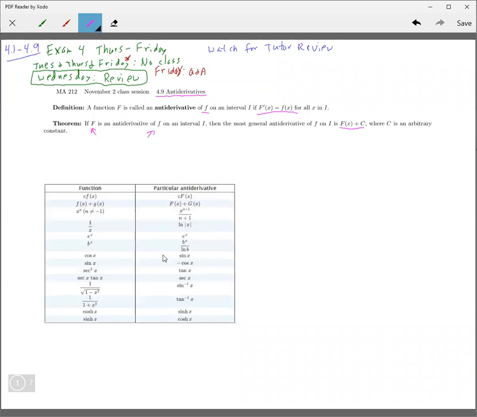Sine x, its derivative is cosine. Negative cosine x, its derivative is sine x. Tangent's derivative is secant squared. So the derivatives of the things over here are equal to the things over here. And x to the n plus 1, all over n plus 1, its derivative is x to the n.